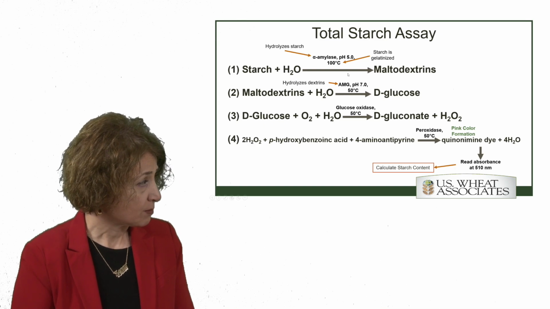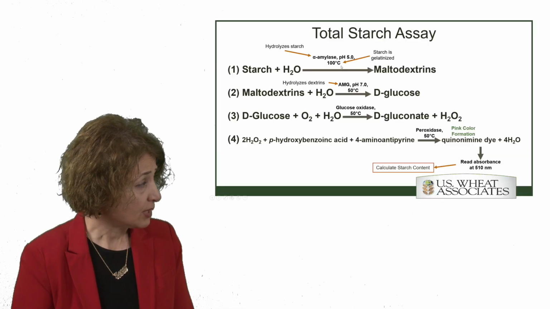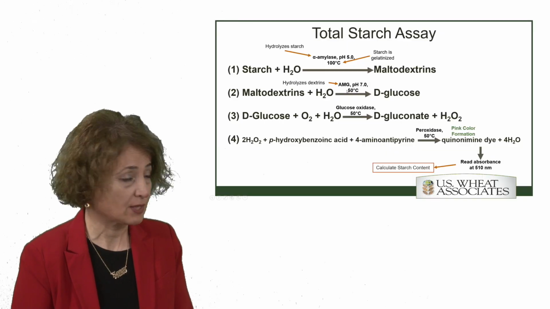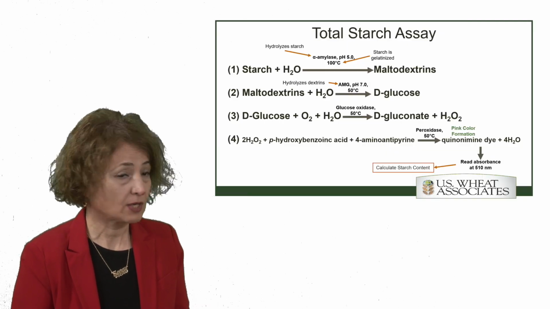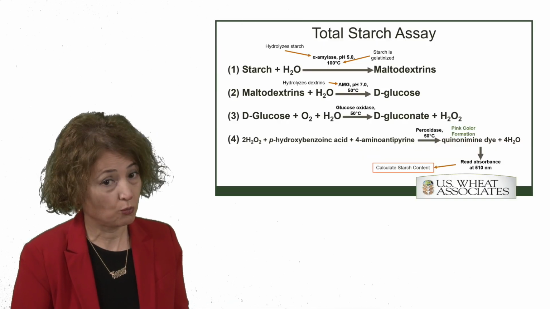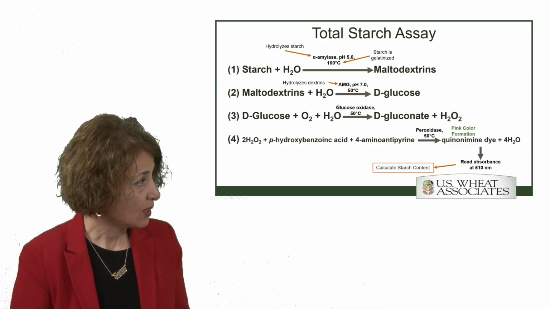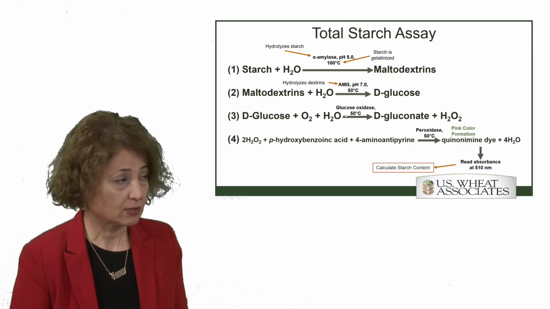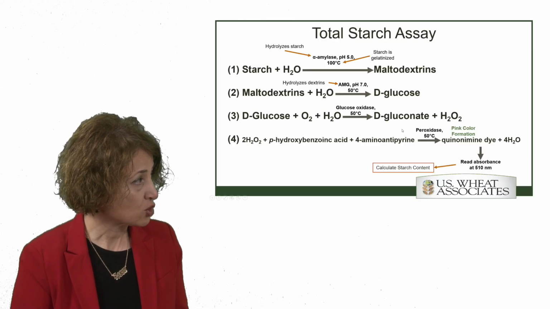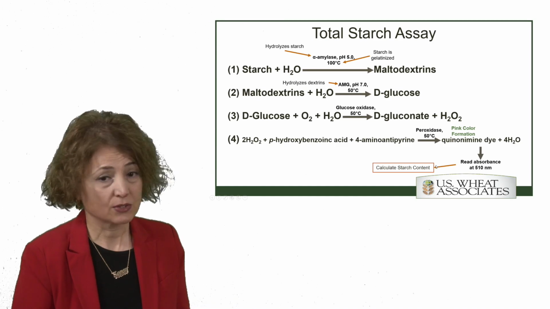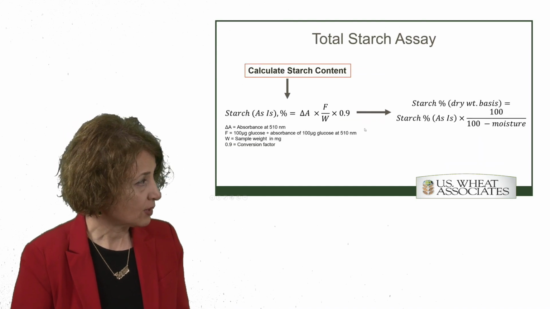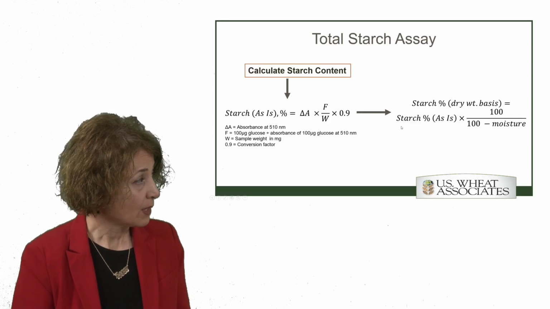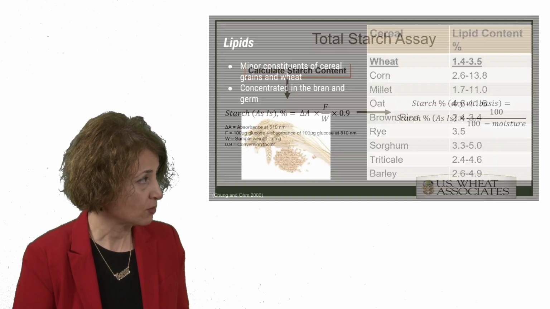So starch is partially hydrolyzed with heat-stable alpha amylase. Then we have treatment with another enzyme, amyloglucosidase, which hydrolyzes all the starch, including the branching points, to glucose. Then the glucose is quantified with a glucose oxidase assay, a chemical-based assay. Again, we measure this pink color formation using a spectrophotometer, and we calculate the starch content using the formula. We are using the Megazyme kits, but there are other companies providing kits for total starch assay.